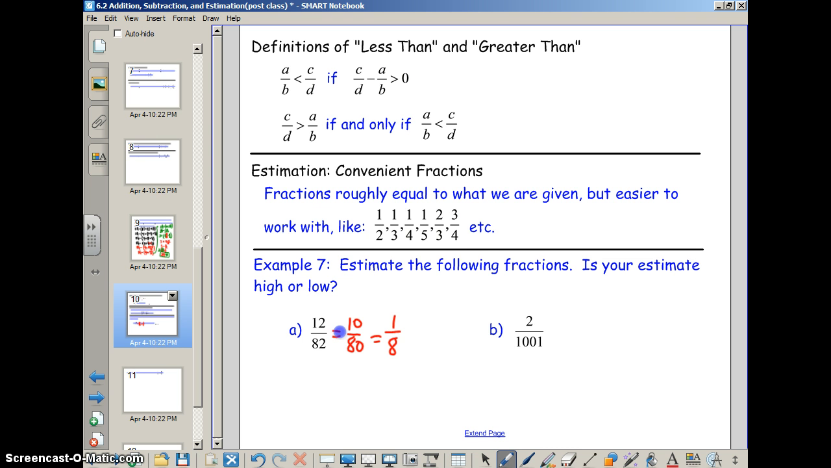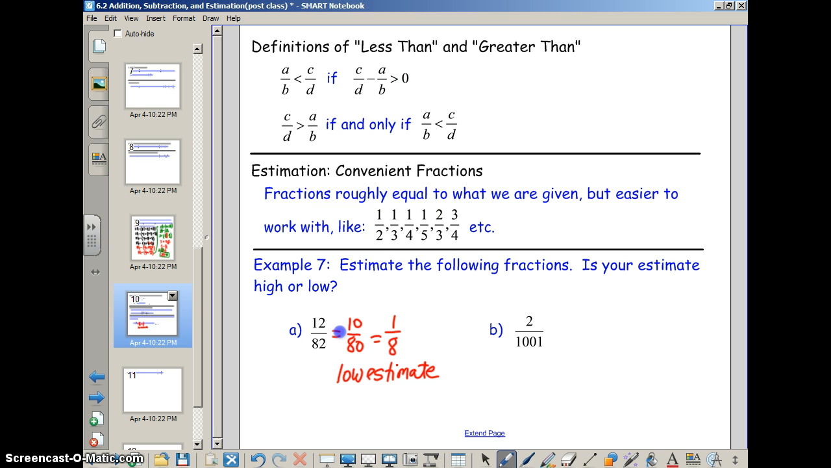Now the end of this question asks, is your estimate high or low? I'm not going to be real specific on how you have to do this. You're welcome to grab a calculator and simply look at their decimal representations. We'll do decimals in the next chapter. But you could look at their decimal representations to see which one's high or low. This one's actually a low estimate. It's slightly smaller than the original one. Now, I'm not going to argue too much with that one.